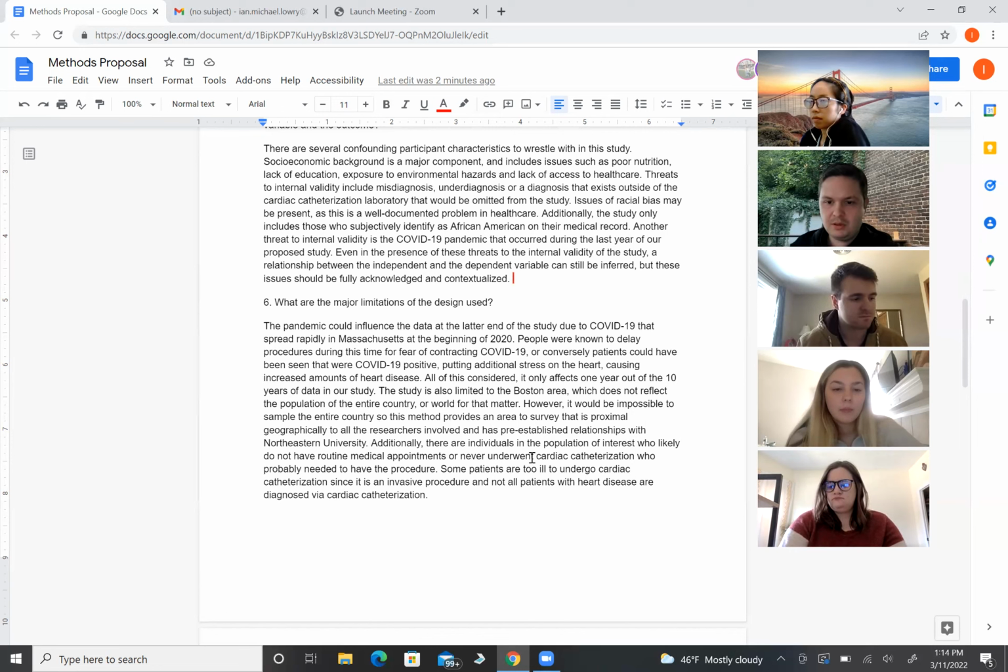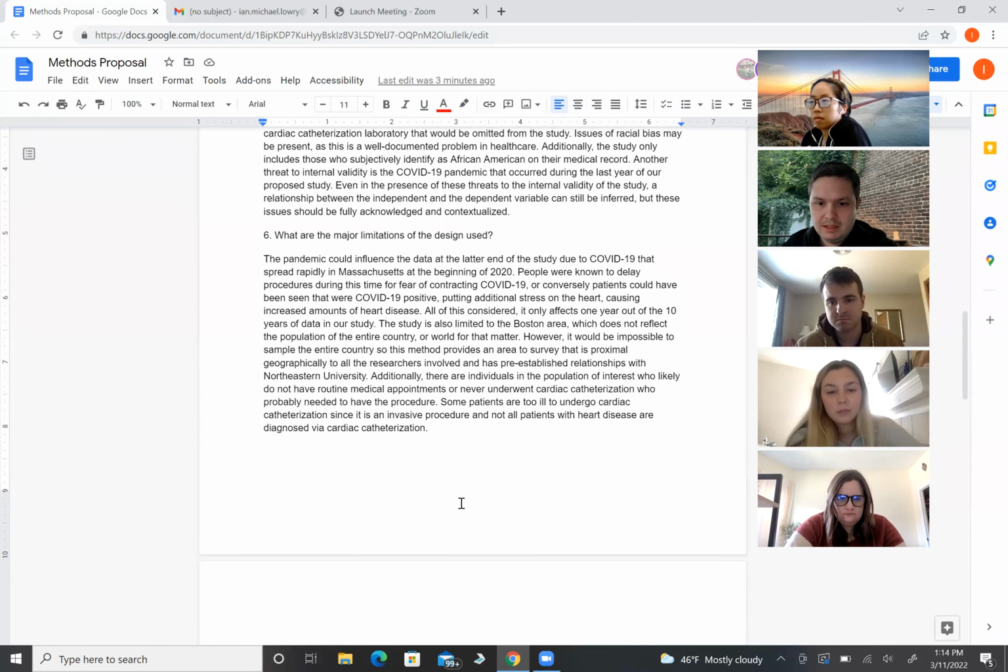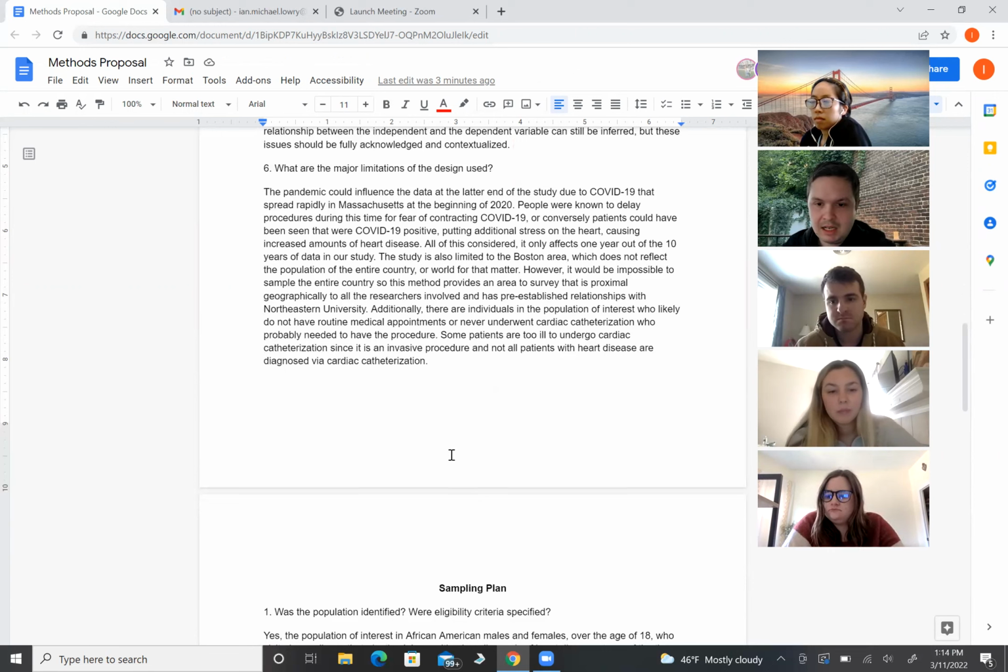Additionally, there are individuals in the population of interest who likely do not have routine medical appointments, or they never underwent cardiac catheterization. Though it is a very good procedure for diagnosing cardiac disease, not every patient with cardiac disease is going to go to the cath lab. They can get diagnosed via an echo, or maybe they're admitted very late in the process and they don't really do a lot of the diagnostic procedures they would usually do, or they never go to the hospital altogether. So those are all limitations that we're running into.